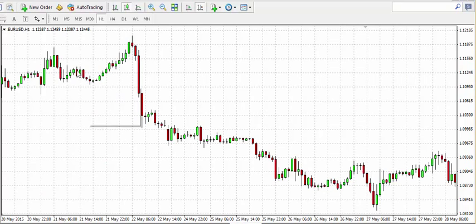I've now switched charts to the Euro US dollar 1-hour chart. The 1-hour chart means that each candlestick represents a time frame of 1 hour. On this chart, here are your levels of support and resistance. Level of resistance, level of support. Level of resistance, level of support. Level of resistance, level of support.